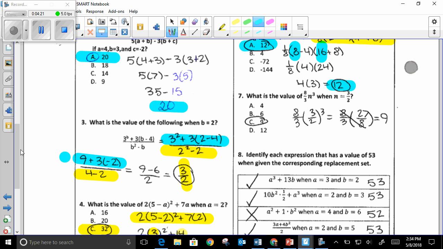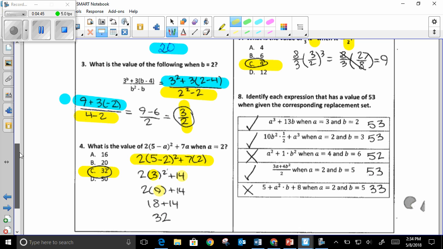Number 7, this one was hard. The reason why, I think, was because the n is 3 over 2. Well, 3 over 2 is cubed. That means 3 over 2 times 3 over 2 times 3 over 2. Okay? And then when you multiply them all together, you're going to get C, 9.